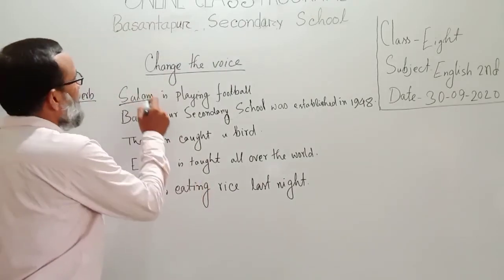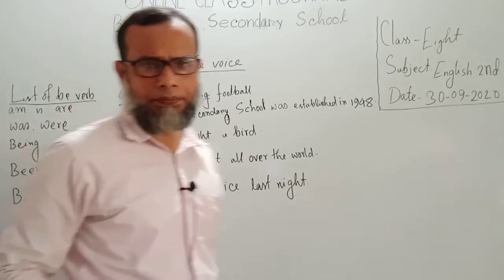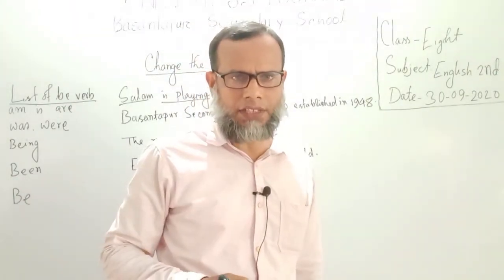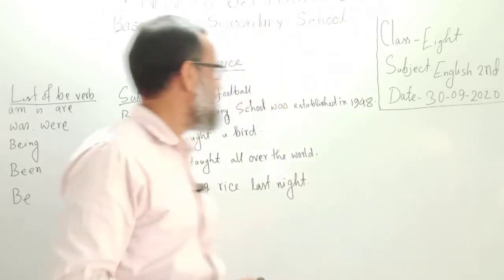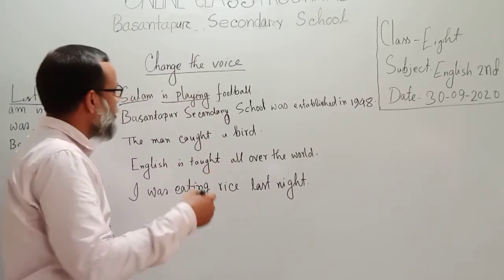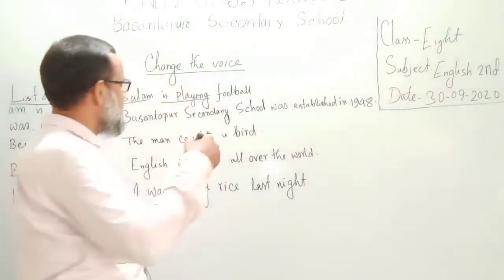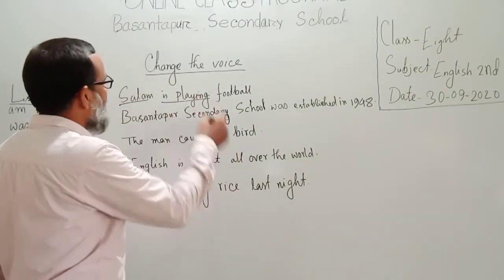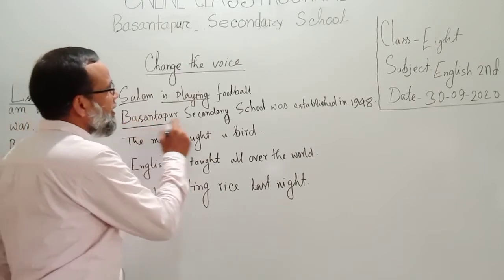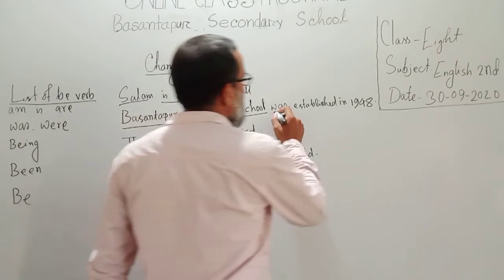Salam is playing. Here Salam is active. Salam is doing the activity, that is playing. Playing is going on by Salam. That means Salam is the subject and Salam is doing the activity of playing. But in the second sentence, Basantapu Secondary School is the subject, and was established is the verb.